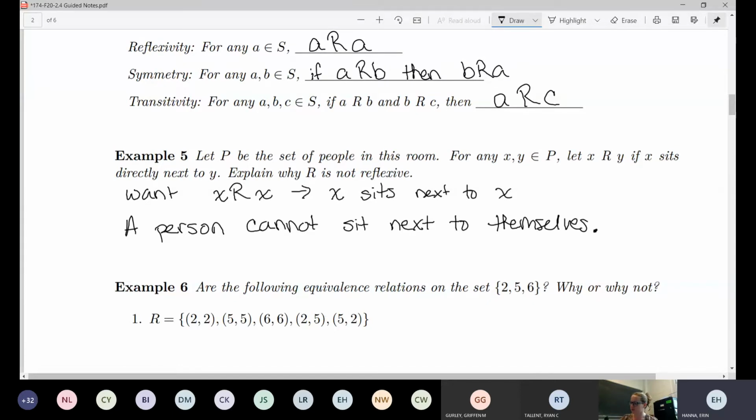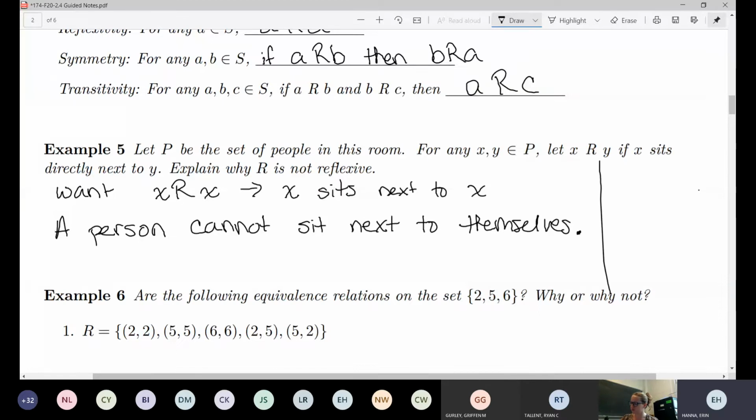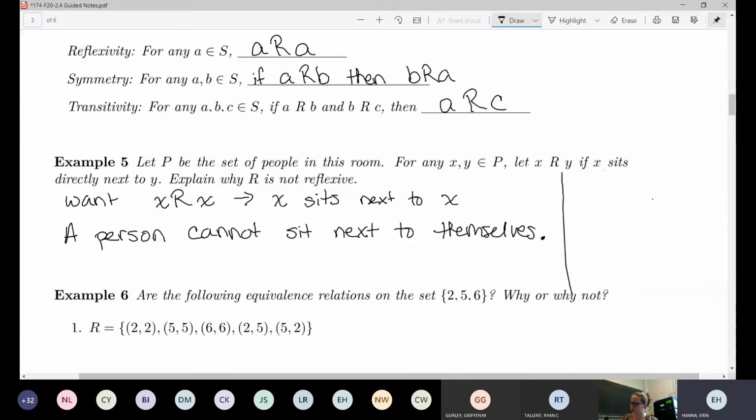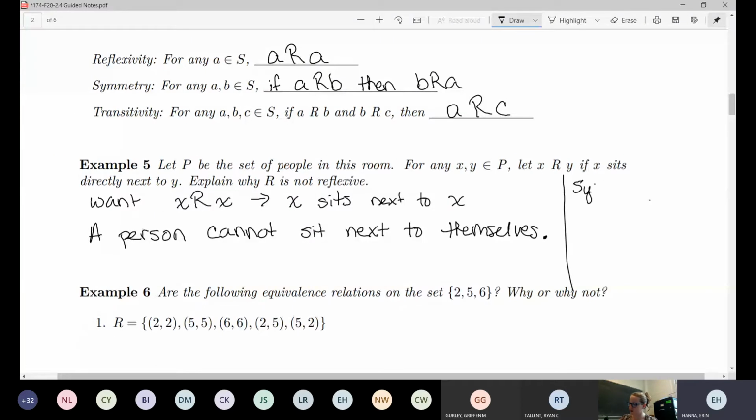I do want to take this a tiny step further, though, and touch upon the other two pieces. For symmetric or symmetry, we'd be good here, because if someone sits next to someone else, then the other person is still sitting next to that first person. So if person one sits here and person two sits here, then person two is still sitting next to person one. So this would be symmetric.